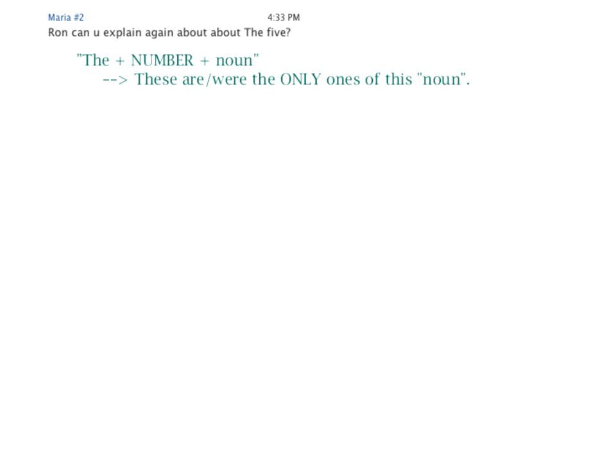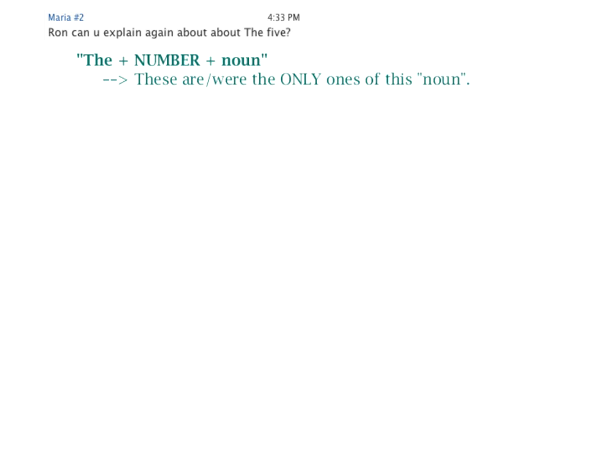Can you explain the new 5? Yeah, so if you have the in front of a number, this is important enough that it's definitely worth a slide of its own here, so let's just talk about it. If you have the plus number plus noun, this implies that these are or were the only ones of this noun. So an example will make this pretty easy to understand.